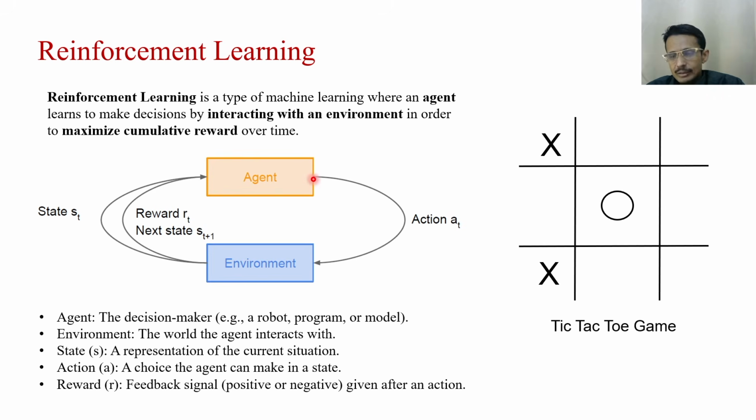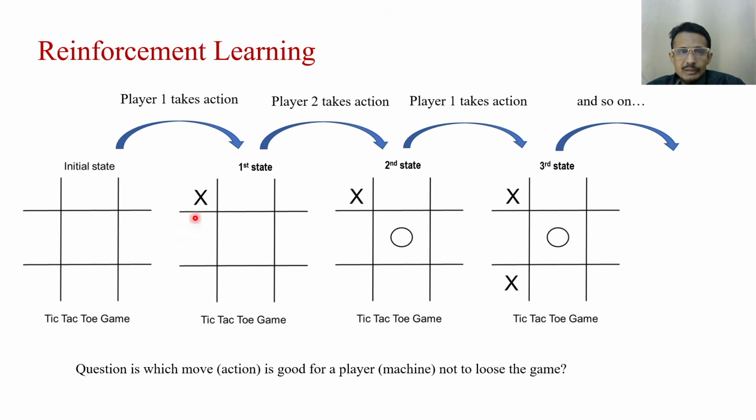Let's try to understand with an example. Now this is tic-tac-toe. This is the initial state, everything is empty. Now let's say player 1 takes an action, puts the cross mark here. This is the first state. And player 2 takes the action, they put the circle here. So this is a two-player game. In this way the game goes on.